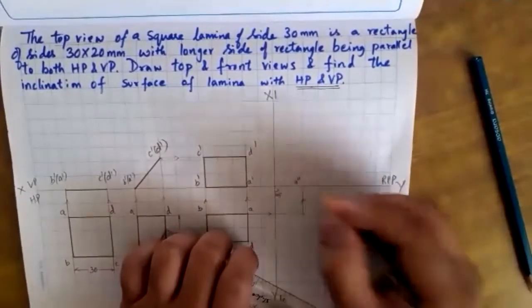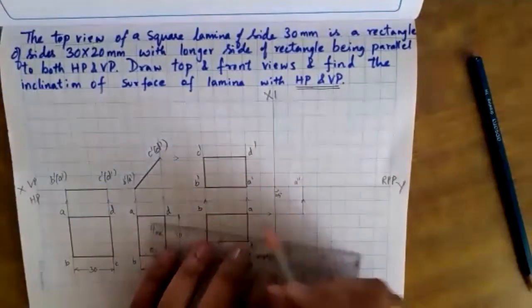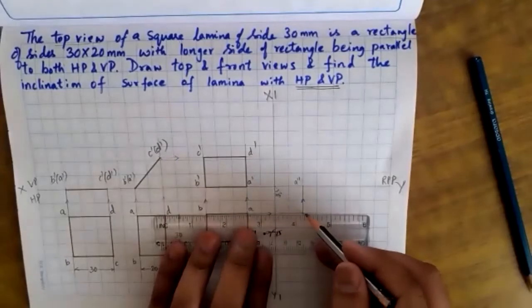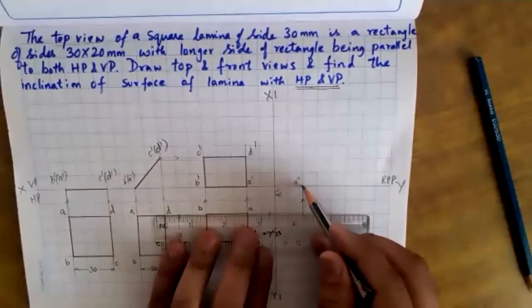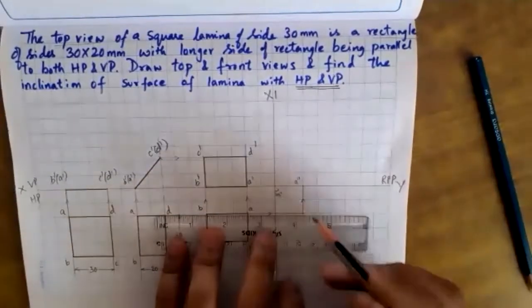Whether it is inside the brackets or outside the brackets, we'll check it later. Next, again from B also I'll draw a projector. It meets the 45-degree line here, and then I'll extend it further. So from B dash also I am drawing a line. This is the same position.